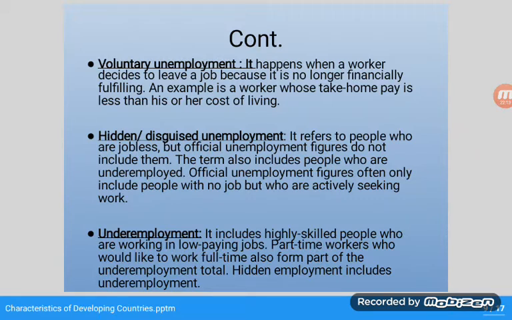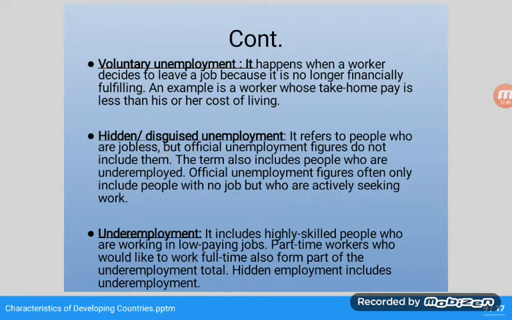Your qualifications are high but you are forced to do low paying jobs. Let me give you an example: if you are a doctor, you are unable to find a job in any of the hospitals or clinics and you are forced to work as a sales boy or a salesman in a shop. That is an example of underemployment, okay. And underemployment is also called hidden employment, okay. This last line that is written, the hidden employment includes underemployment.